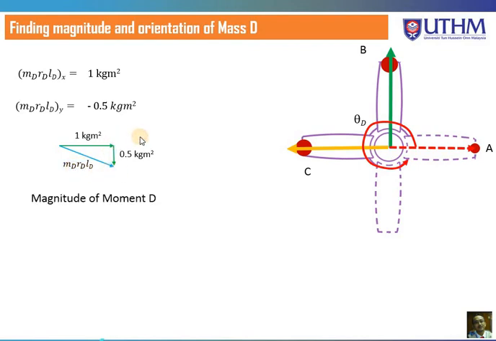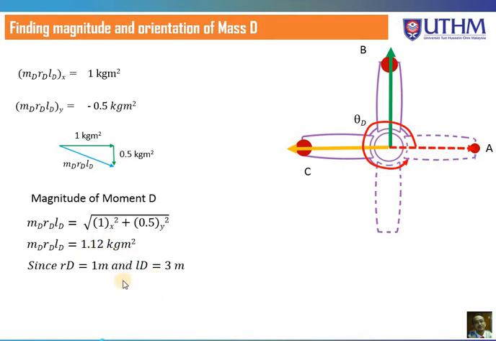The blue line here is representing the magnitude of moment D, where the magnitude you can get from this formula. So you get the amount of 1.12 kgm squared. Since RD is equal to 1 meter and LD is equal to 3 meters, what we have here is MD, you get 0.373 kilogram.